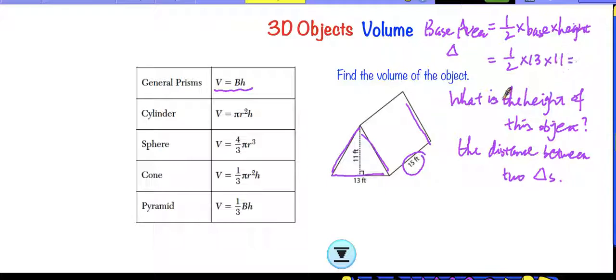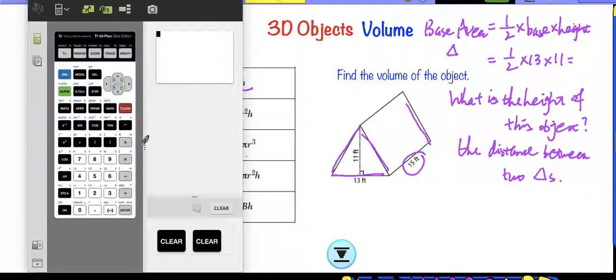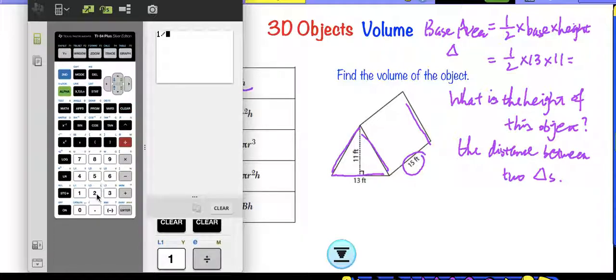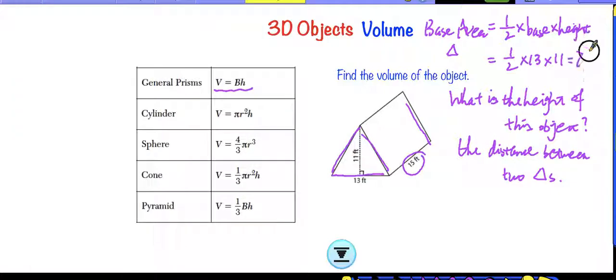Okay, so this is it. We can find the answer here. We can just use a calculator to quickly do that. So it's half times 13 times 11. So this answer is 71.5. So this is, remember, the base area.